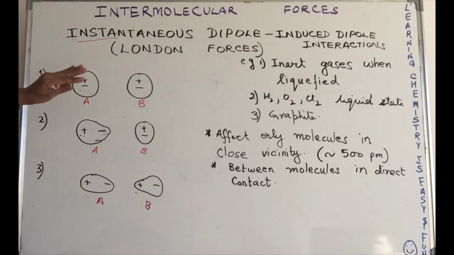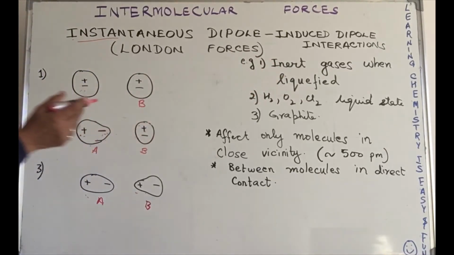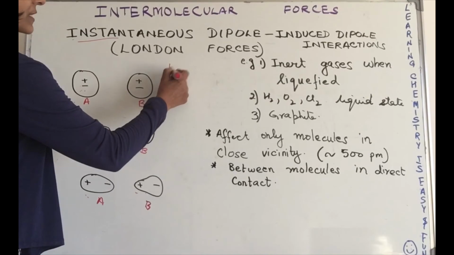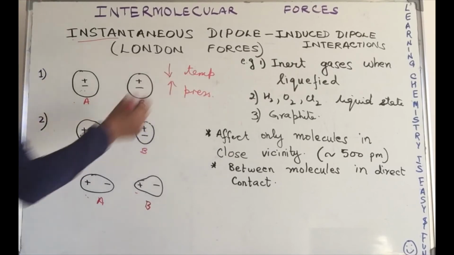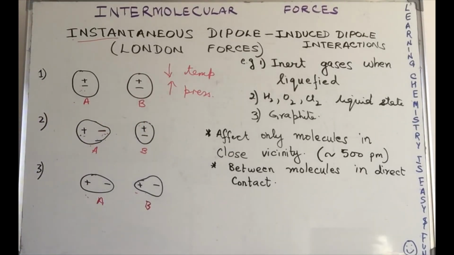Originally, both of them are quiet, simple, not bothered about anything, but because of the electron cloud of one, the nucleus of the other gets pulled towards it. As I've given the example, inert gases, when their atoms are brought close to each other by reducing the temperature and increasing the pressure. Now it's not easy to liquefy the inert gases. Why? Because these types of forces are quite weak. They are not very strong.